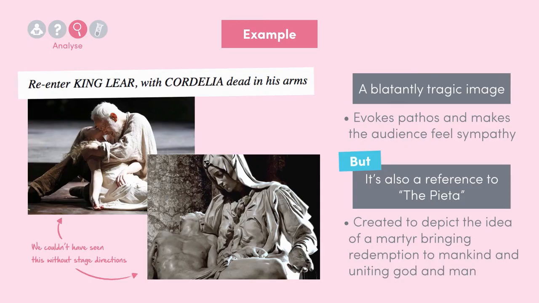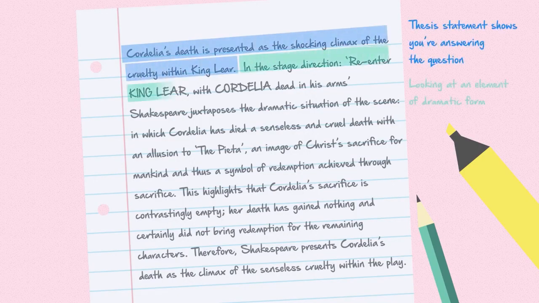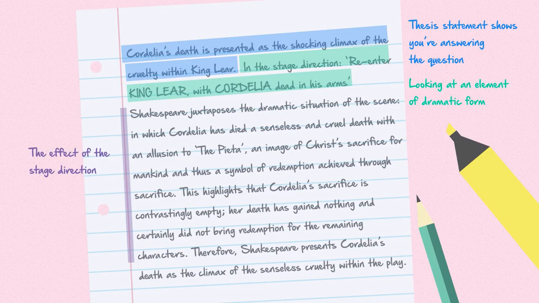but now we can make an argument like, Cordelia's death is presented as the shocking climax of the cruelty within King Lear. In the stage direction, re-enter King Lear with Cordelia dead in his arms, Shakespeare juxtaposes the dramatic situation of the scene, in which Cordelia has died a senseless and cruel death, with an allusion to the Pieta, an image of Christ's sacrifice for mankind and thus a symbol of redemption achieved through sacrifice.